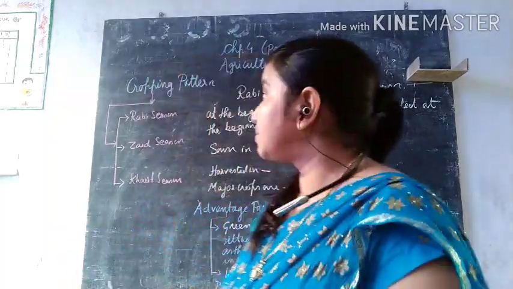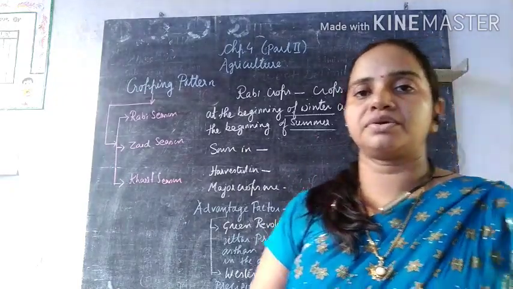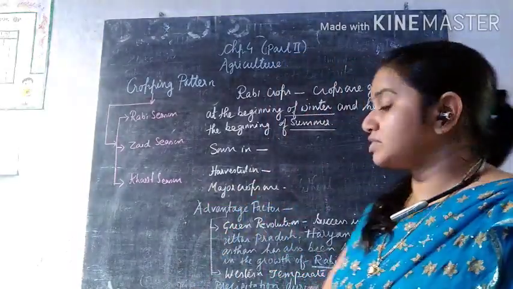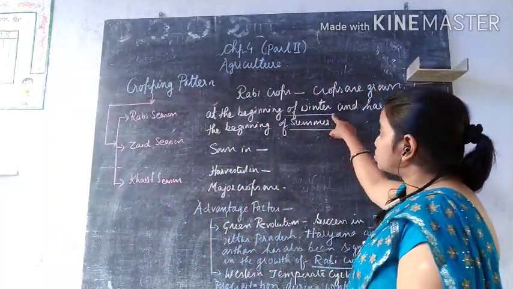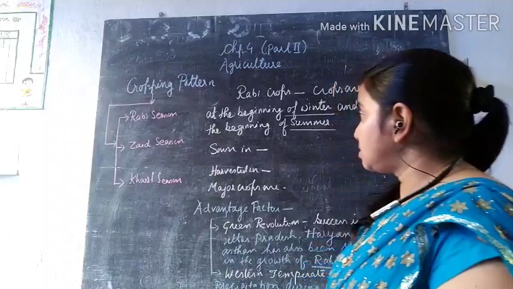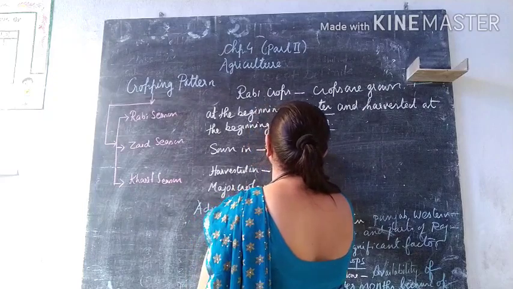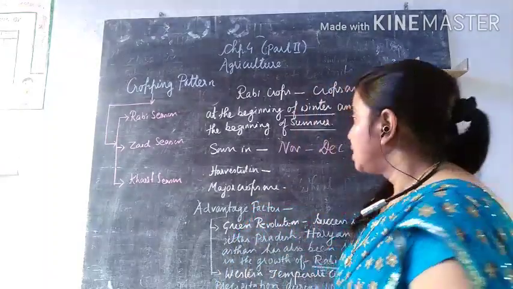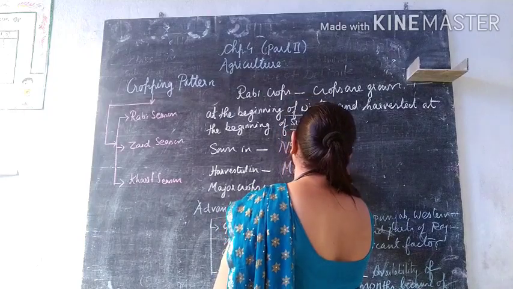Coming first to the Rabi crop, it is a crop grown at the beginning of the winter. During November to December is the sowing period, and the harvesting period is from March to September. So during the winter we sow this crop, and at the beginning of the summer we do the harvesting. Let's write down the sowing period: it is November to December. During the winter months we sow it, and in the summer, that is March to September, we harvest this crop.